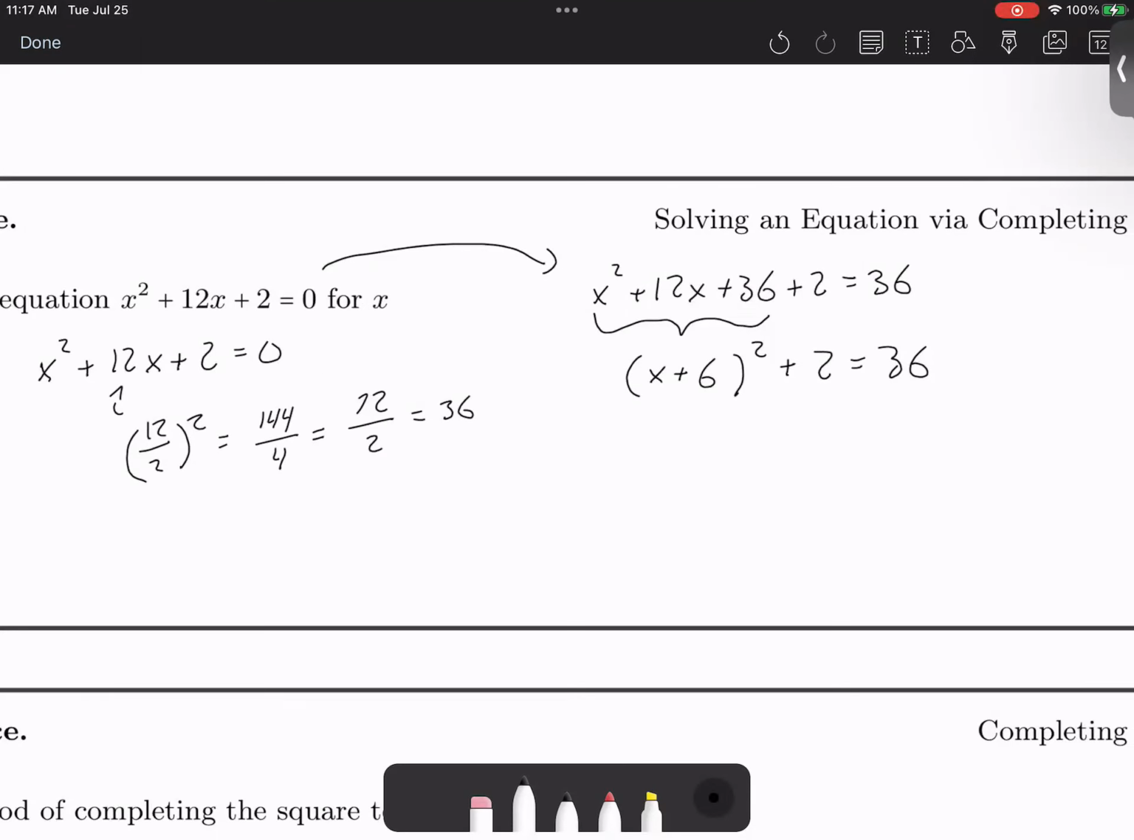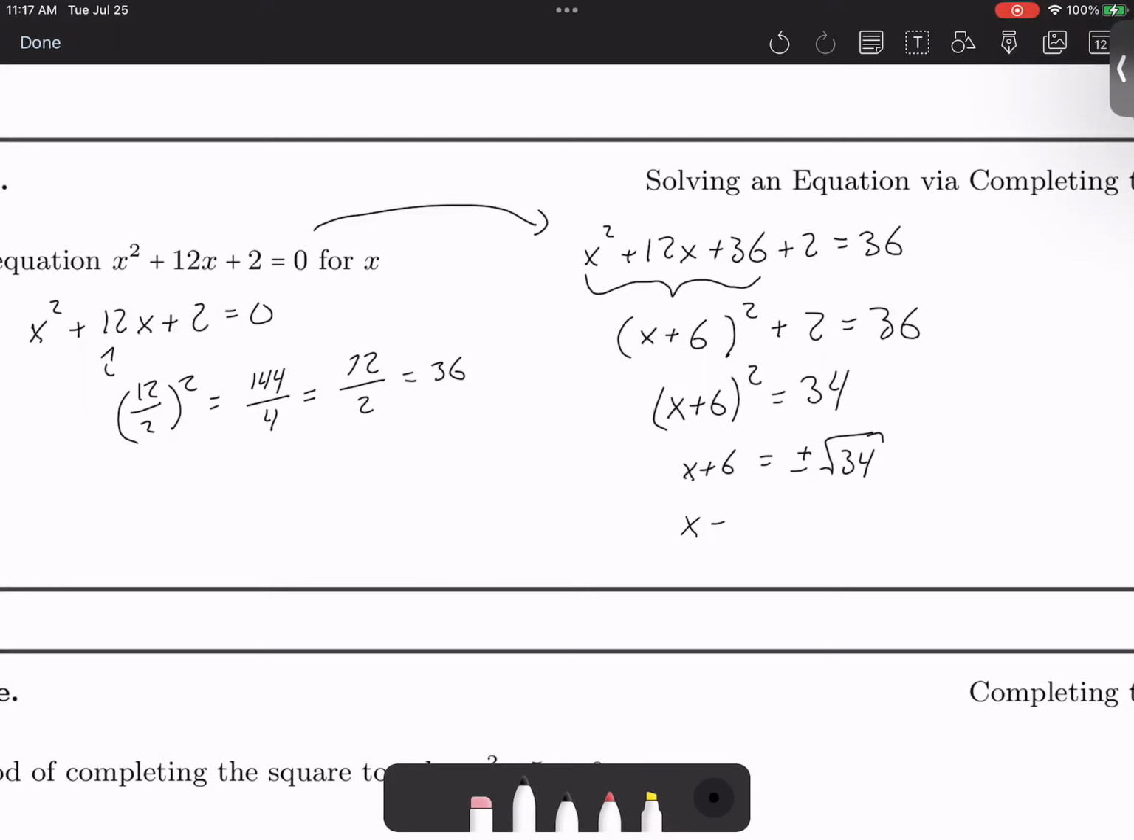Okay, so now that we're here, notice I no longer have x squareds and x's floating around. I just have one x, and it's hiding inside that parentheses. We can solve for this. So let's subtract 2 from both sides. Let's take the square root of both sides. Square root of 34 is not a nice number. It doesn't give me an integer, so I'm just going to leave it as square root 34. And now let's move that 6 to the other side.